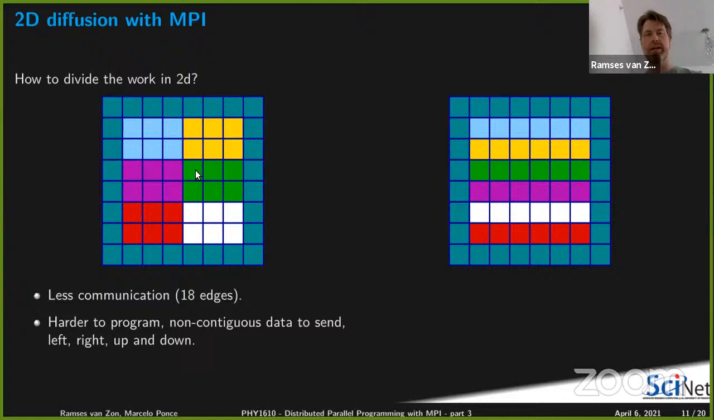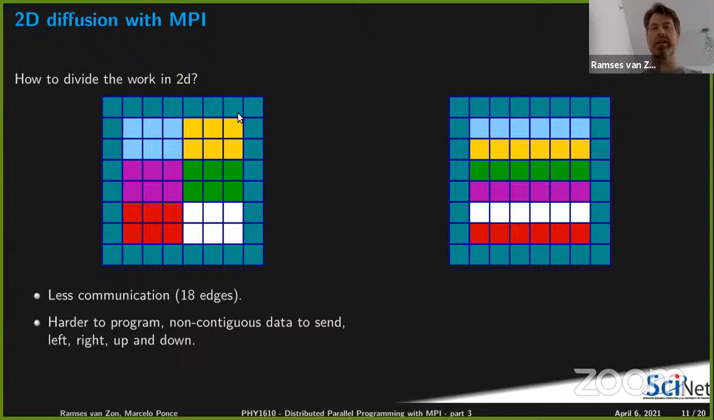And if we imagine communication to be the slowest part here, we can count how many edges we have here, and it's 6 here, 6 here, 6 here, 18. Whereas here I have 1, 2, 3, 4, 5, 30 edges. And so there'll be more communication when your domains are not compact. But it is harder to program.